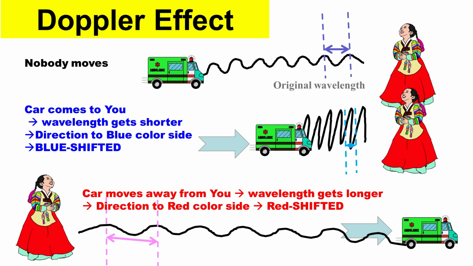Now the ambulance with the siren moves away from you. The car moves away from you. When it goes away, the wavelength of the siren gets longer. It becomes a longer wavelength. We know the red one has a long wavelength.